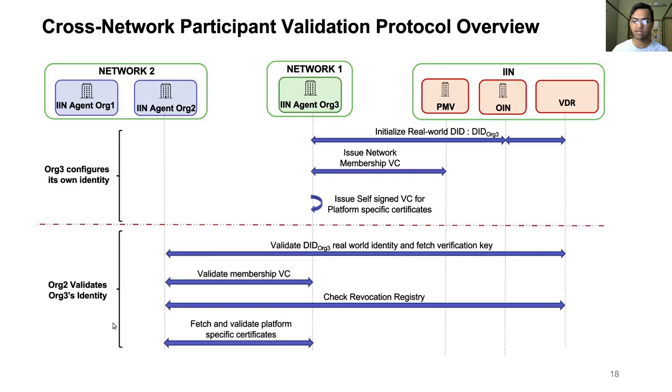Next, Org2 validates the identity of Org3 by first validating its real-world deed from the verifiable data registry, and after this, it also validates its membership identity by verifying the membership VC through a verifiable presentation. And then it also checks the verifiable data registry's revocation lists to ensure that none of the credentials have expired. After this, it fetches and validates Org3's platform-specific certificate. So at this point, Org2 has successfully validated Org3's identity, its SSI membership, as well as the platform-specific identity.